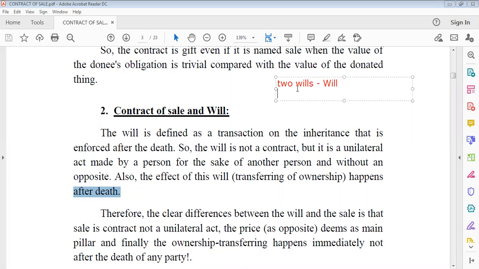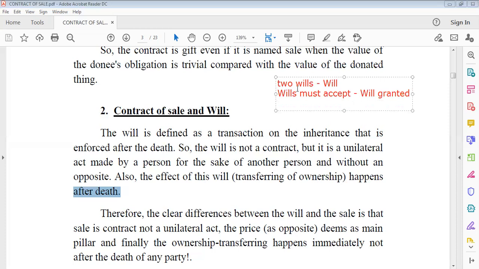Number two, the difference is that in the contract, the two wills must accept the offer, and the other party would accept that offer. So there are two wills, and they must agree on the conditions of the contract. However, in the will, the will of the gifted person, or the granted person, is not an important thing. So it doesn't count actually.